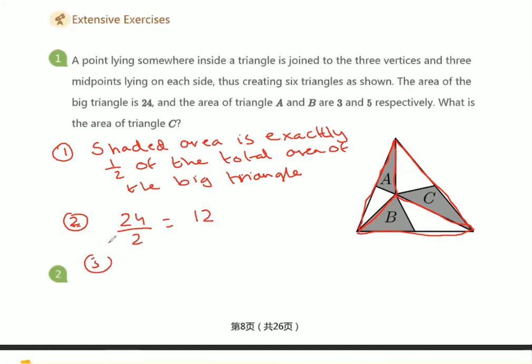So to find out C, we know that A plus B plus C has to equal 12. So we know 3 plus 5 plus C has to equal 12. So very simply, C is equal to 4. The area of C is going to be 4 centimeters squared. All right, so that is the first question done. Let's go on to the second extensive exercise question now.